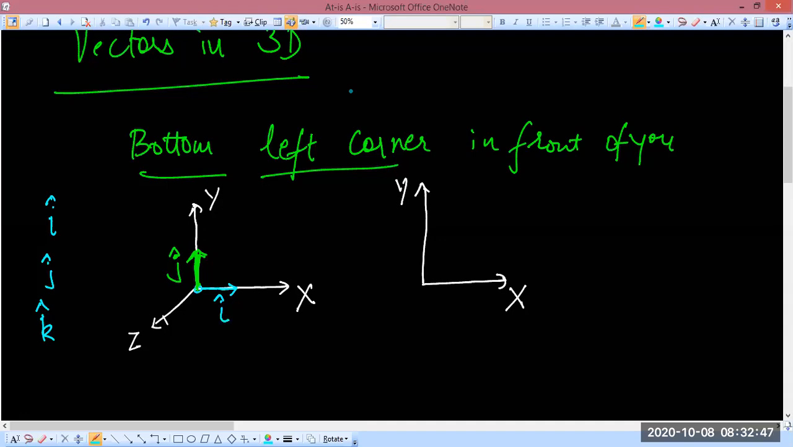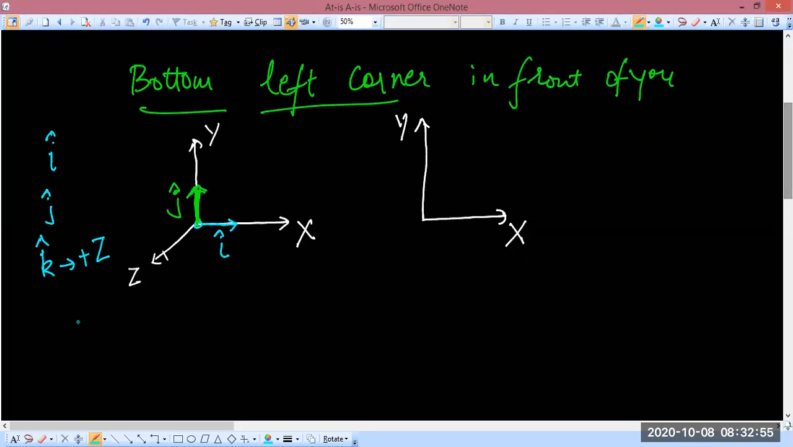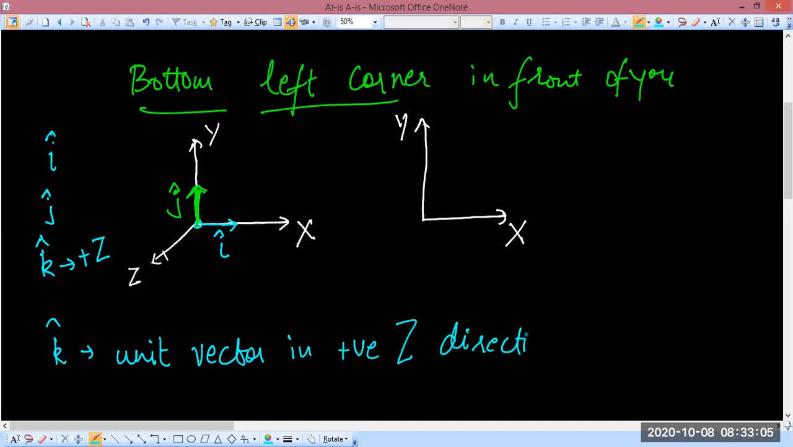Right? So K caret is the unit vector in positive Z direction. Everyone write it. K caret is the unit vector in positive Z direction. Okay. Positive X, I caret. Positive Y, J caret. And positive Z, K caret. All right. So can you imagine K caret? It will be along that lower edge on your left side.